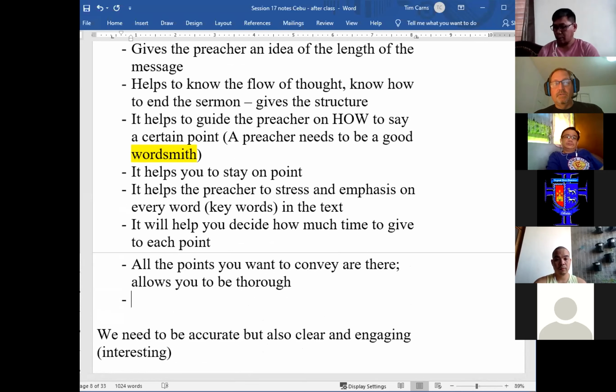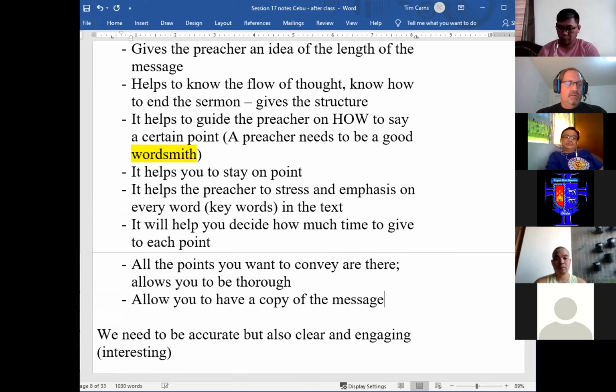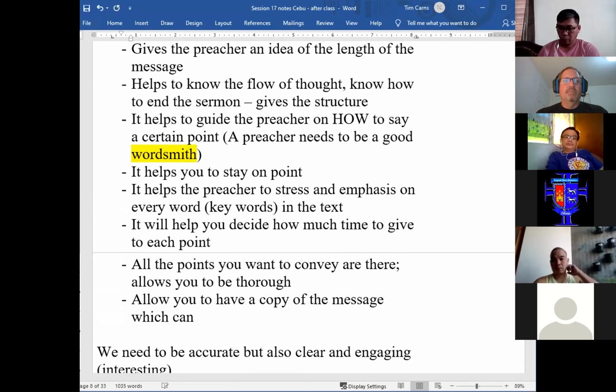You know, some practical considerations. A full manuscript will allow you to have a written copy of the message, which can be given to others. Sometimes people have asked me if I have a sermon manuscript, because they like the sermon, or they wanted to study a little more. So they ask me, can I have a copy of your sermon notes? So I can give them a full manuscript. Now, it won't be everything I said from the pulpit, but it'll capture most of it.